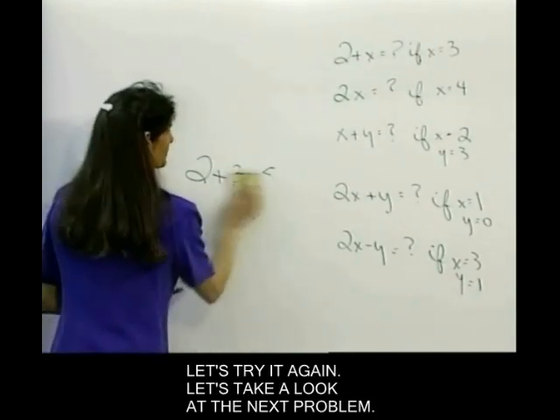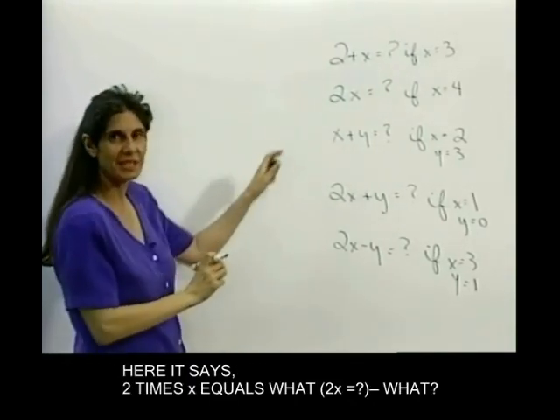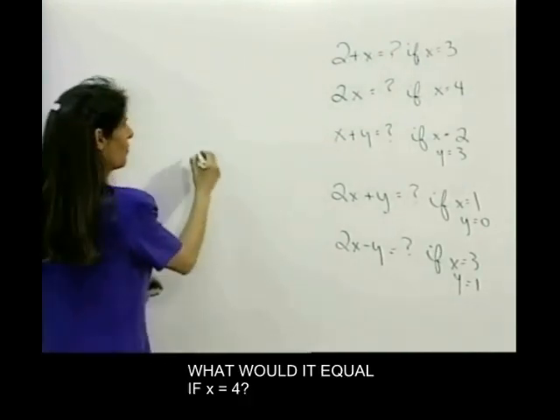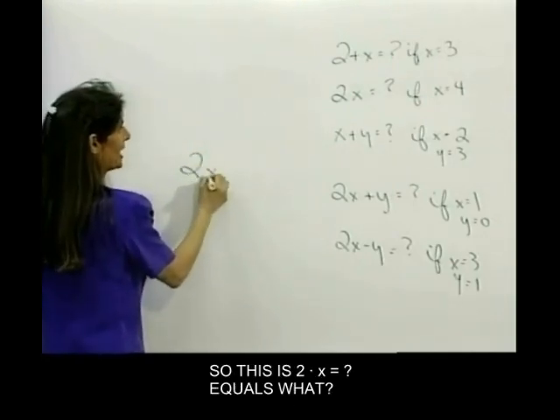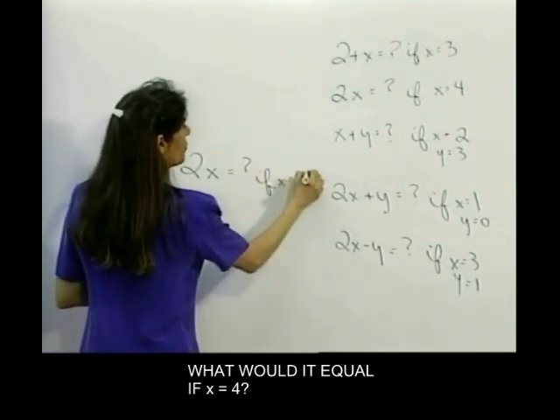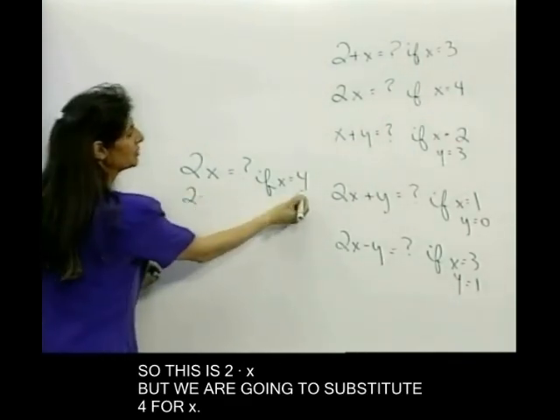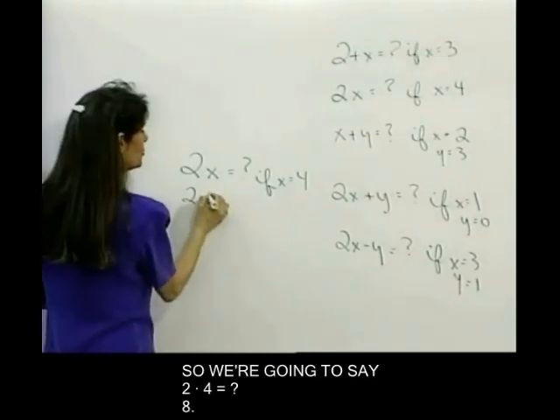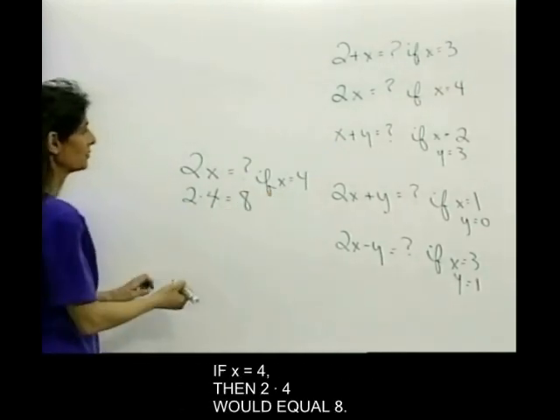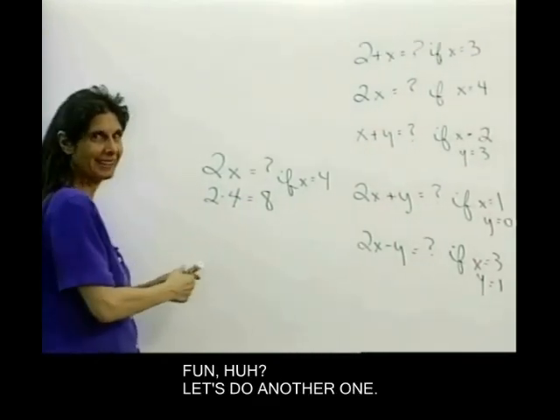Let's try it again. Let's take a look at the next problem. Here it says 2 times x equals what? What would it equal if x equaled 4? So this is 2 times x, but we are going to substitute 4 for x. So we're going to say 2 times 4 equals what? 8. If x equaled 4, then 2 times 4 would equal 8. Fun, huh? Let's do another one.